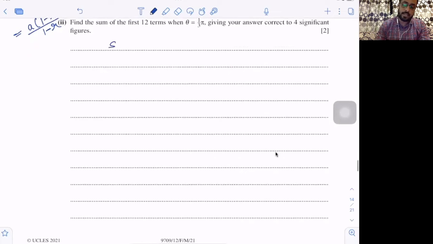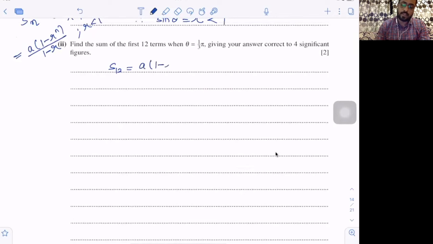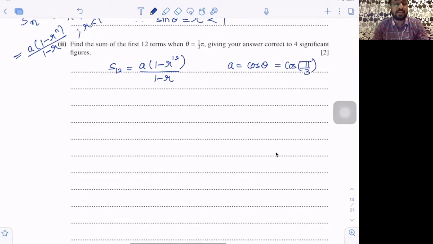So I can write here S12 is equal to a into 1 minus r raised to n, which is 12, upon 1 minus r. So a is the first term and r is the common ratio, right? So a is given by cos theta. But what is theta given to us? Theta is given as pi by 3. So I can write this as cos pi by 3. So pi is 180, 180 divided by 3 is 60. Cos of 60 is 1 upon 2. So a is 1 upon 2.